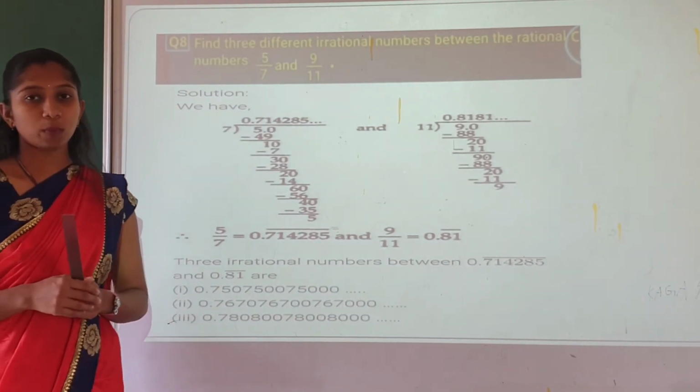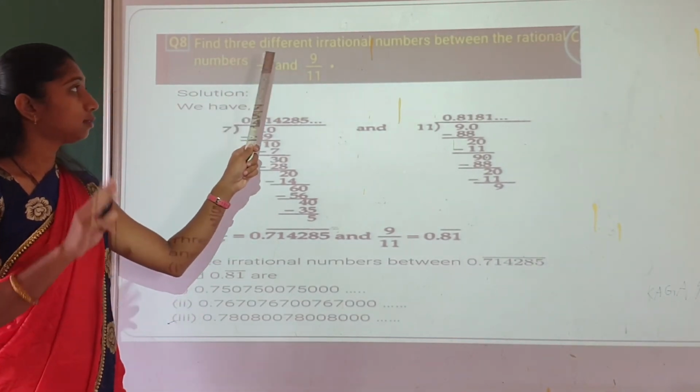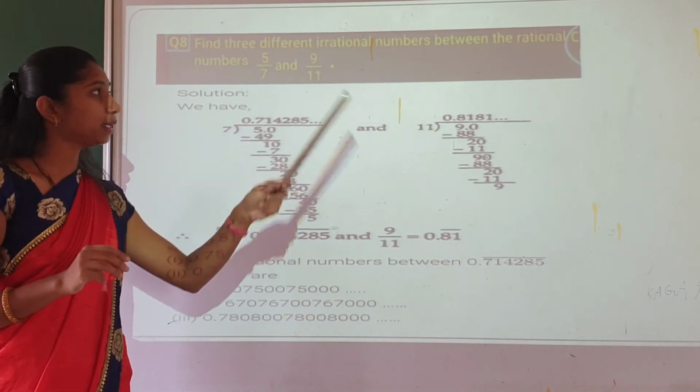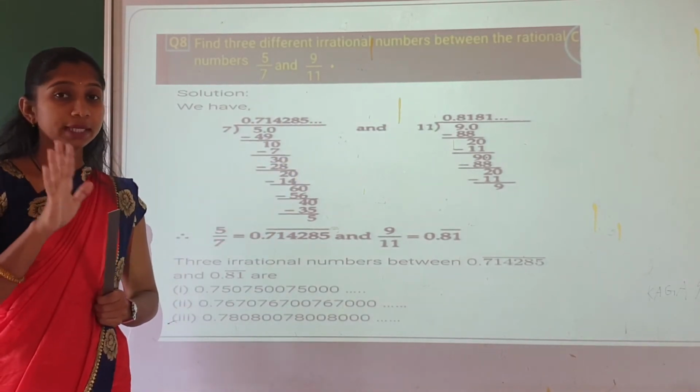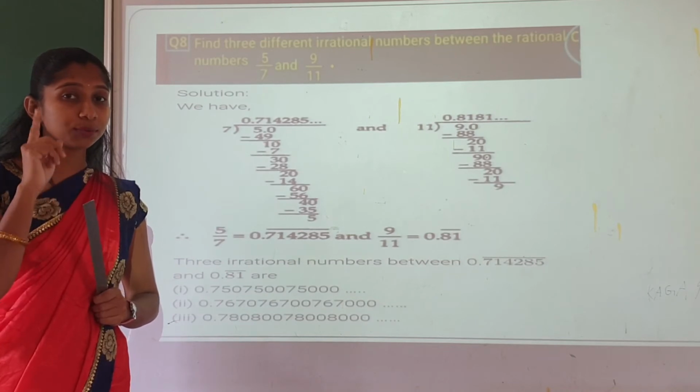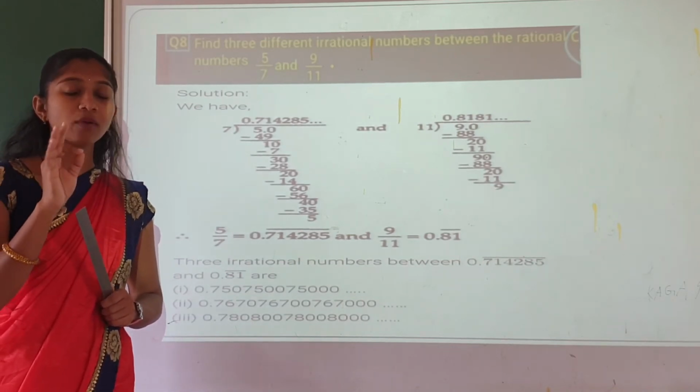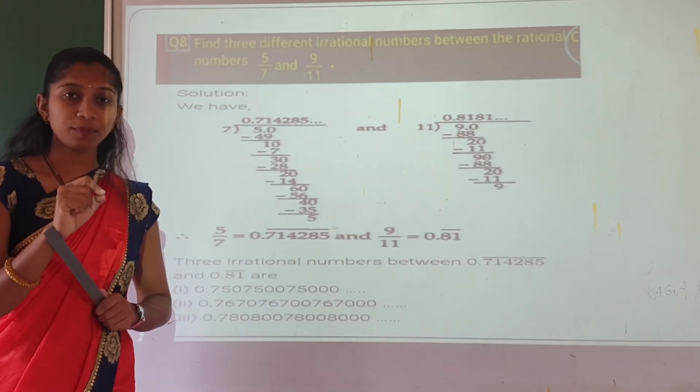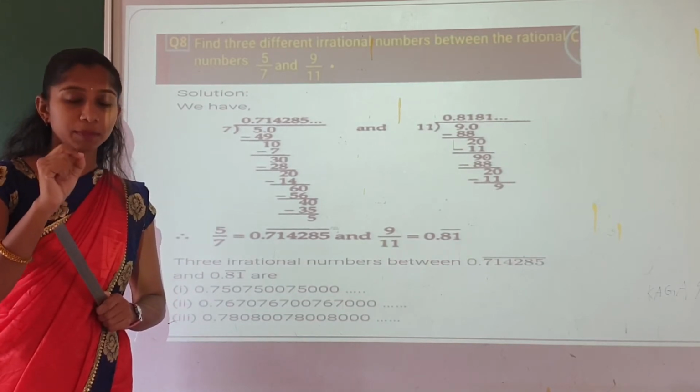Next, come to the 8th problem. Find 3 different irrational numbers. Irrational number means you have to think about it in decimal expansion, how it should be. It is of the form non-terminating, non-repeating.